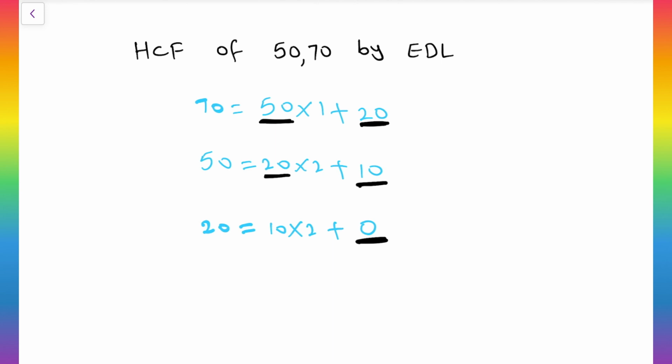After getting the remainder 0, the final divisor will become our HCF. So here the divisor is 10. So our HCF will become 10. HCF of 50 and 70 is 10.